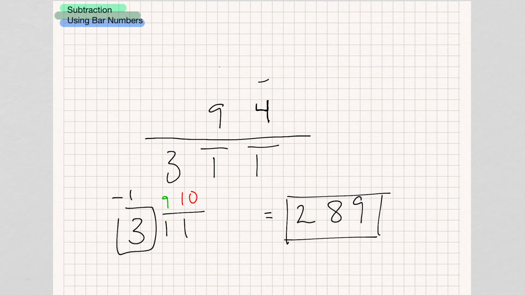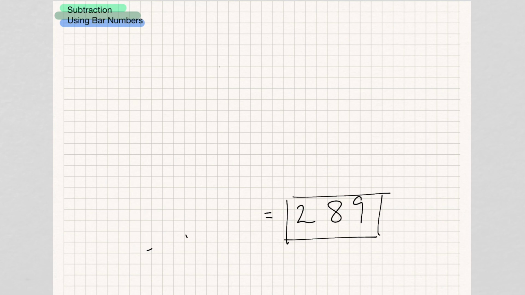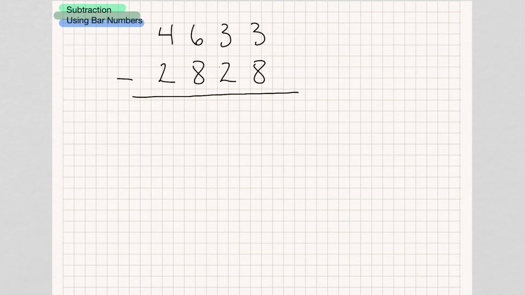Alright, let's go through another example. Once again, we could start from the left and go right, or from the right and go left. It doesn't matter where you start using this technique. So starting over here at the left, we do 4 minus 2. 4 minus 2 gives us 2. Next we have 6 minus 8. Well, instead of 6 minus 8, let's do 8 minus 6. 8 minus 6 gives us 2, and we write a bar above it.